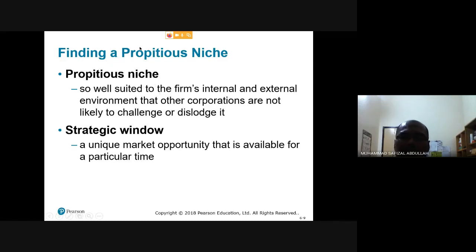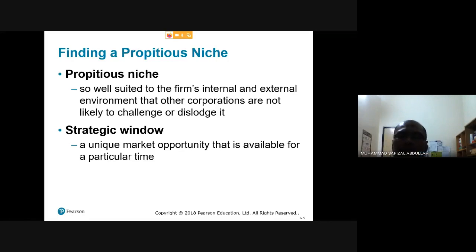A market niche is basically a narrow segment or a smaller segment from the mass market. A small segment in the overall market, which normally a big firm is not really interested in. Why? Maybe this segment is small, and the big firm considers that it's not profitable for them to fulfill the needs and wants of customers in this niche group. So this is what we call the niche.